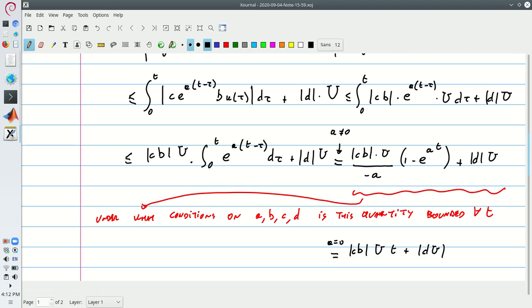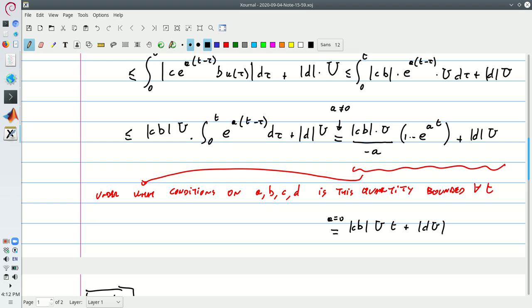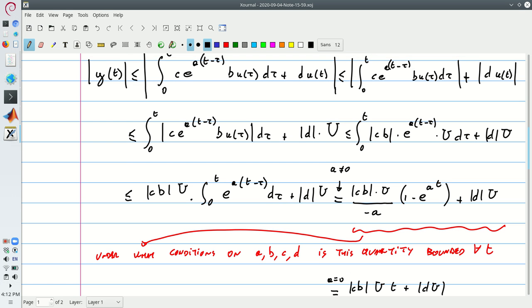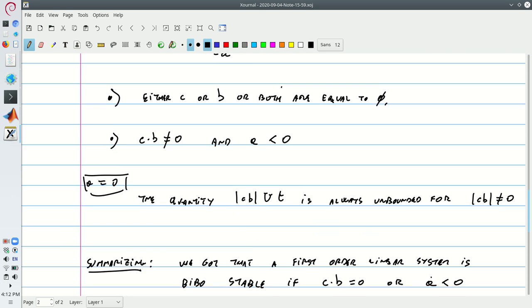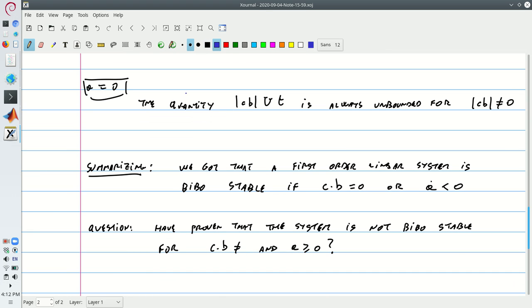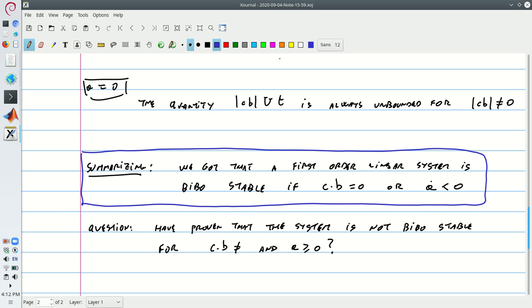What we have definitely proven is that if this quantity is bounded, then y of t is going to be bounded as well. So what I have written here, and I'm going to highlight this in a box, this is absolutely true. That's what we have proven. But the question is, what if this condition is not verified? Is C times B different from 0 and A greater or equal than 0? Have we proven that the system is not BIBO stable? And I'll let you think, and we are going to solve this question next time as an exercise.